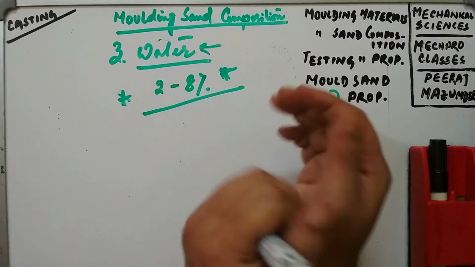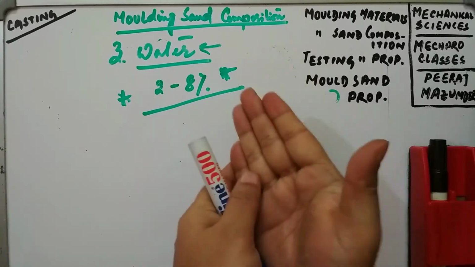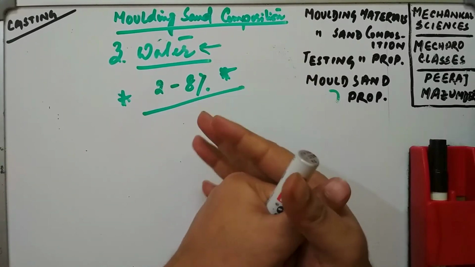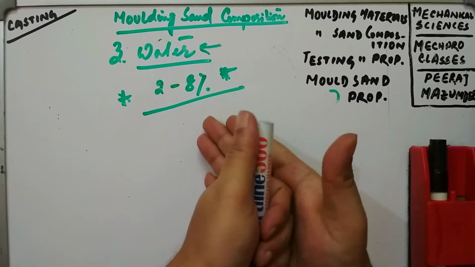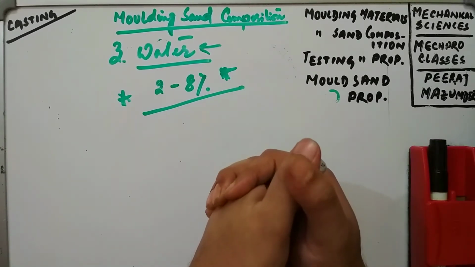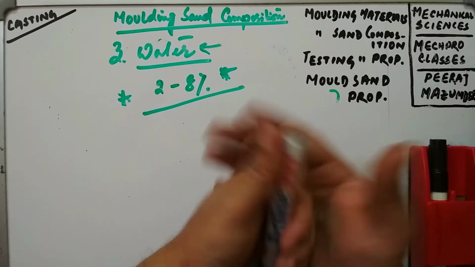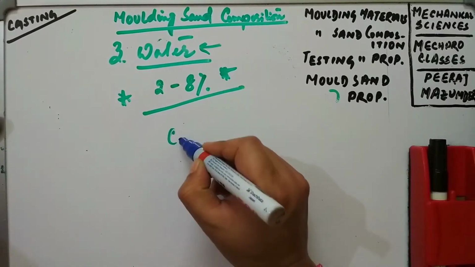Besides these three ingredients we already discussed, the silica sand, the clay and the water, which are the mainly molding sand compositions, the principal ingredients you can say, many other materials are also added to enhance specific properties. For example, cereal binder, they are also going to use.